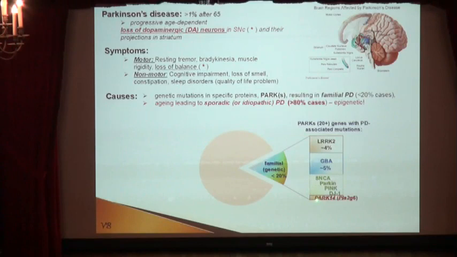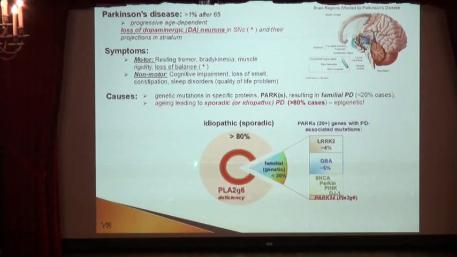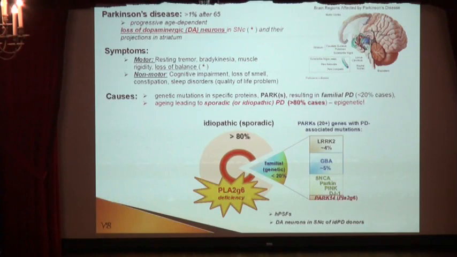I would like to talk about this gene and this protein because we found that in idiopathic or sporadic PD cases, which are over 80% of all Parkinson's patients, there is a very substantial deficiency in this particular phospholipase A2 group 6 protein. We were focusing on this protein and its function, and today I will show you the mechanism this protein is involved in, how it has changed in humans and in animal models, and what we can do about this, and whether this protein can be a next major target for drug or treatment development for Parkinson's disease.